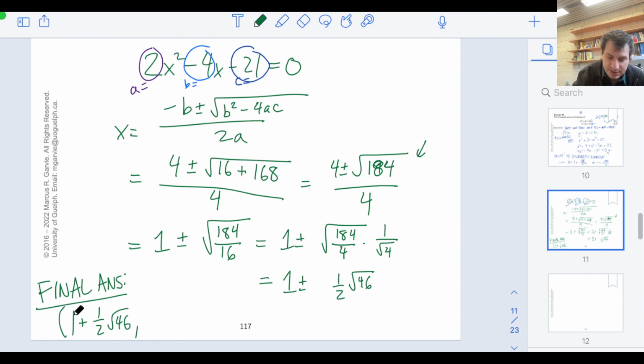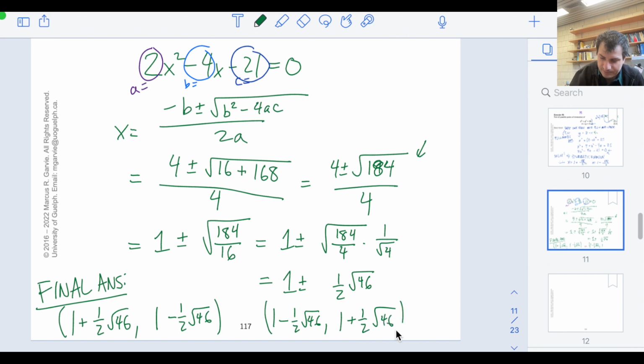is going to be 1. 2 minus 1 is 1, and then minus 1/2 square root of 46. And the other root is 1 minus 1/2 square root of 46. And 2 minus that: 2 minus 1, again 1, and the minus gives a plus, so plus 1/2 square root of 46. So this is the final answer. x, y is either this or this.